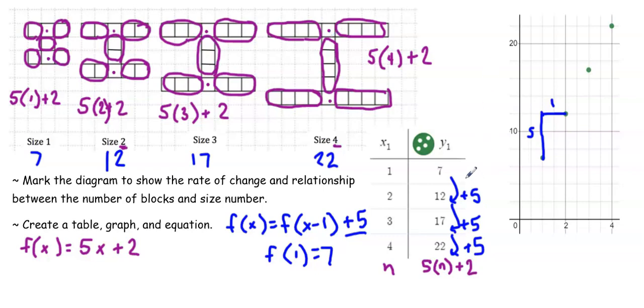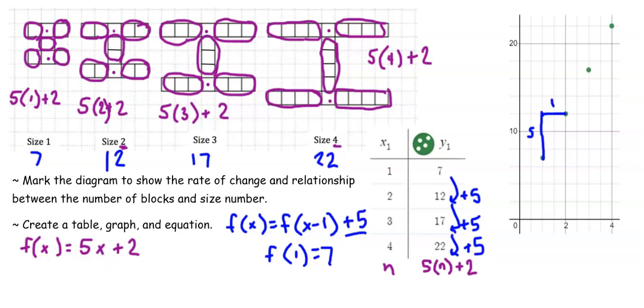Again, I know it's a linear pattern because I have a constant rate of change. The graph makes a straight line. With my recursive equation, I'm adding a constant. And in my explicit equation, the highest exponent that I have with x is 1, so its degree is 1. Its power is raised to the first power, so it's x to the 1. So I know that this is a linear equation.